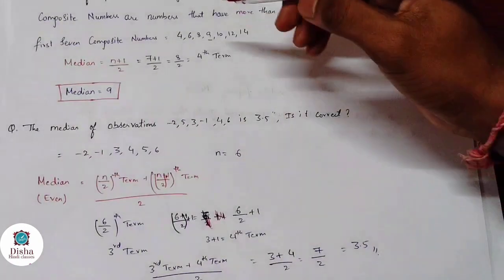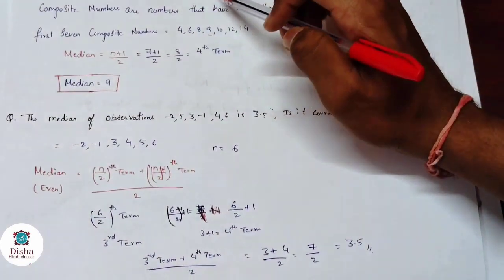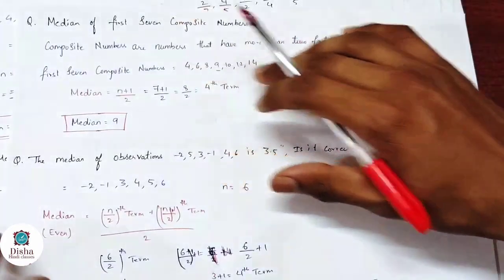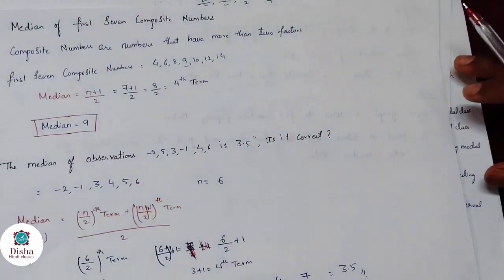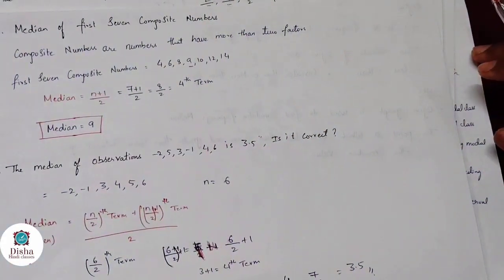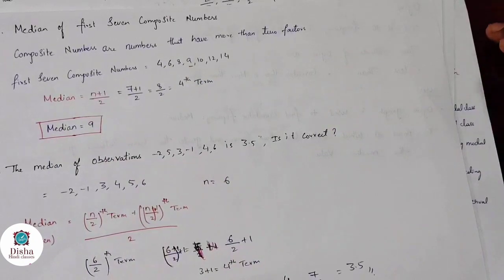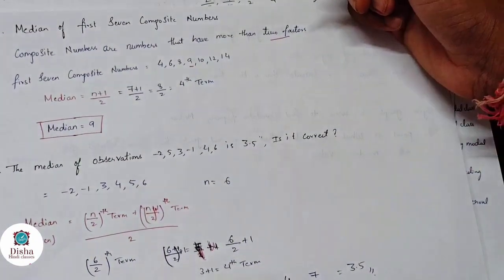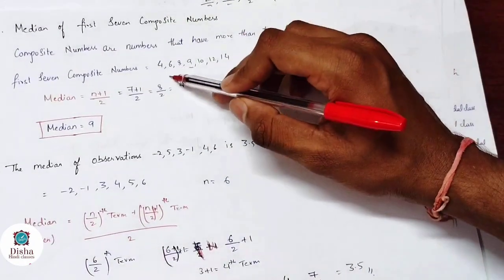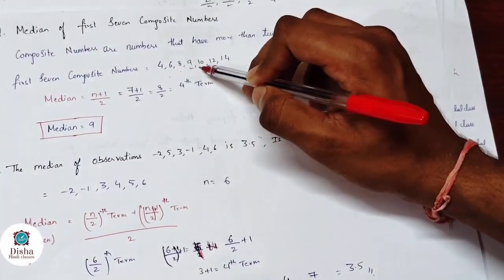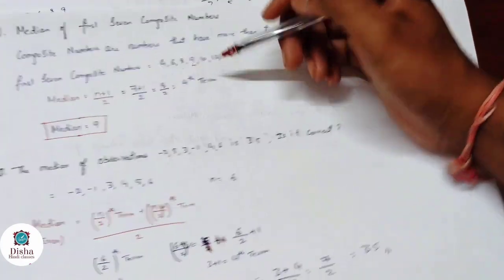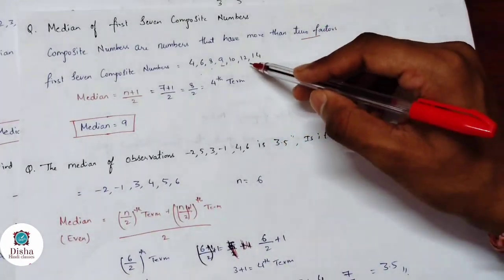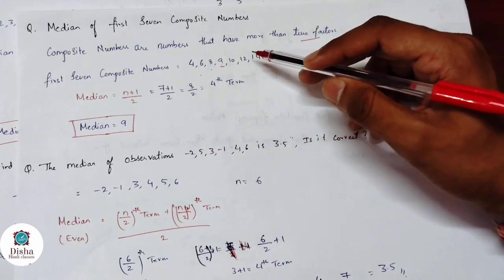Next question, we have to find the median of the first 7 composite numbers. What do you mean by a composite number? A composite number is a number which has more than 2 factors. So the first 7 composite numbers are 4, 6, 8, 9, 10, 12 and 14.